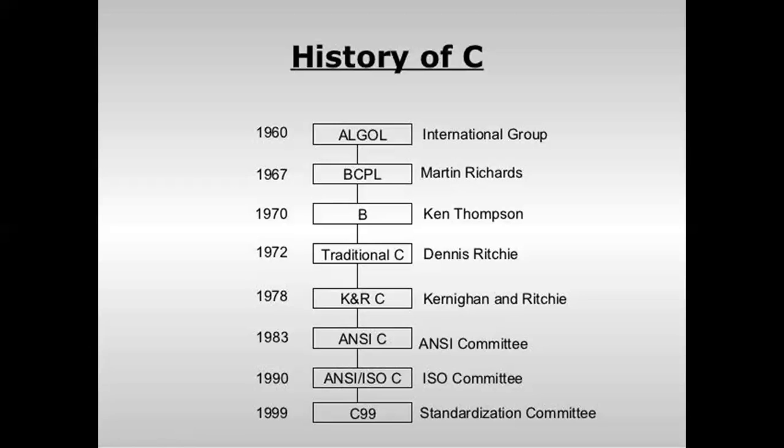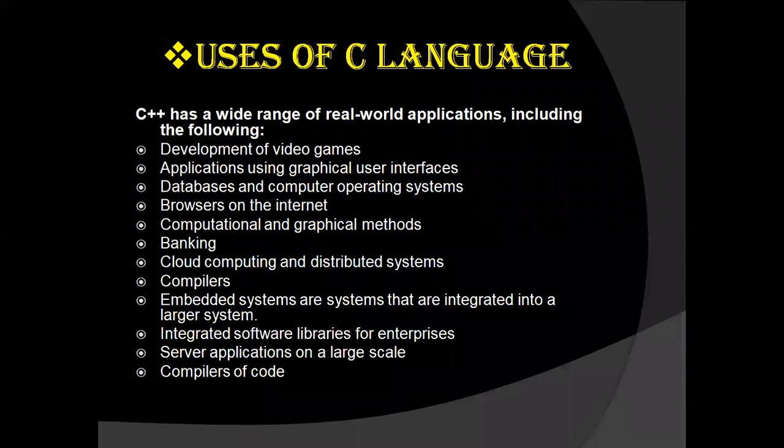Let's get into our next slide. What are the uses of C language? Basically, how is C language useful to us? C has a wide range of real-world applications, including the following. So let us have a look at it. Development of video games, applications using graphical user interfaces, which is known as GUI in short, databases and computer operating systems, browsers on the internet, computational and graphical methods, banking, cloud computing, and distributed systems.